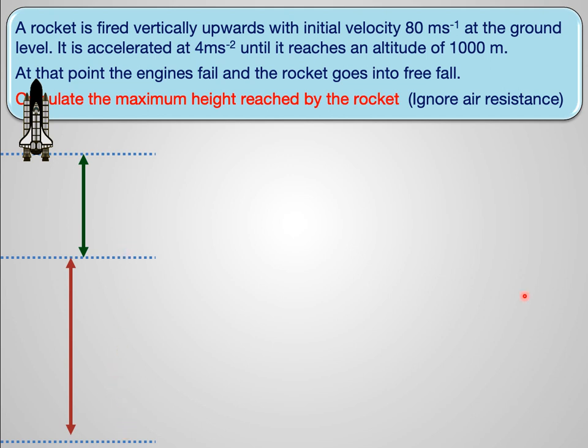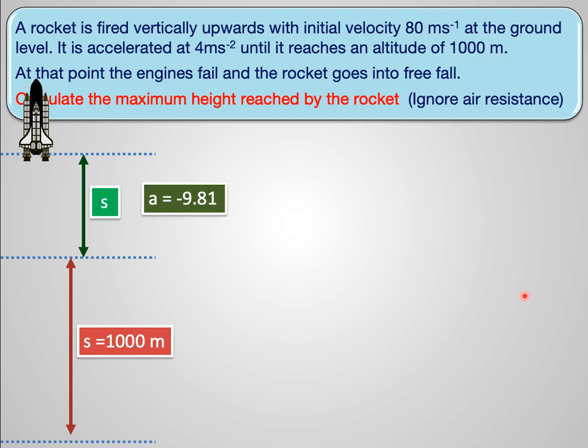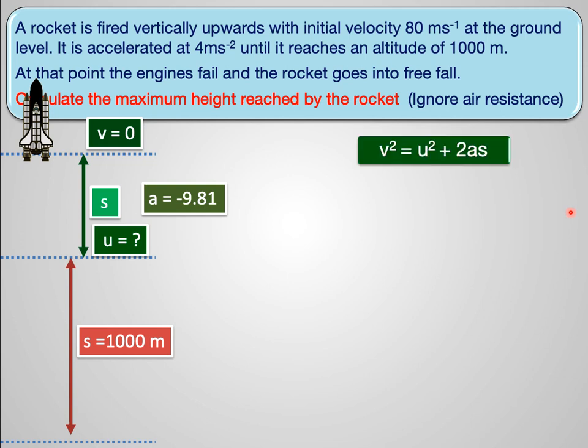What I know is the red colored part, the total distance is given, 1000, and the green colored part, that's what I'm going to find. But I know the acceleration, it's minus 9.81, and I know the final velocity is 0 because it says the maximum height. But I don't know the initial velocity, or I don't know the time. I'm planning to use this equation v squared equals u squared plus 2as to find the height s. But the problem is I don't know the initial velocity.